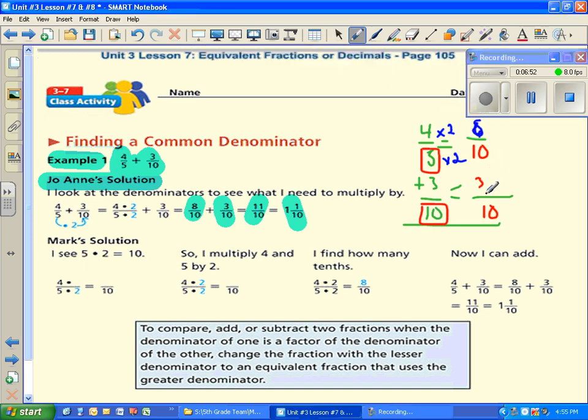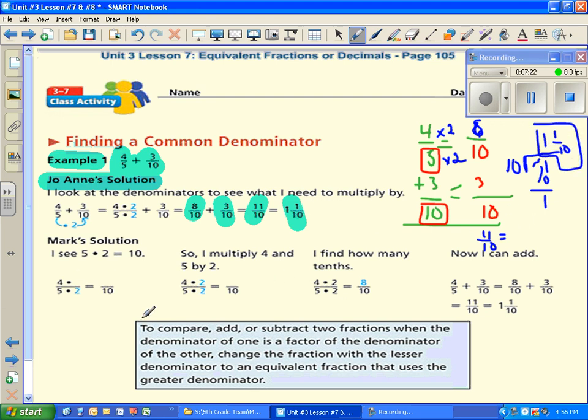So now 8 plus 3 is 11 over 10. And then to change what we call an improper fraction into a mixed number, your denominator goes into your numerator. And 10 goes into 11 once, with a remainder of 1 over your denominator, 1 and 1/10 as a mixed number, which is what they said right here.